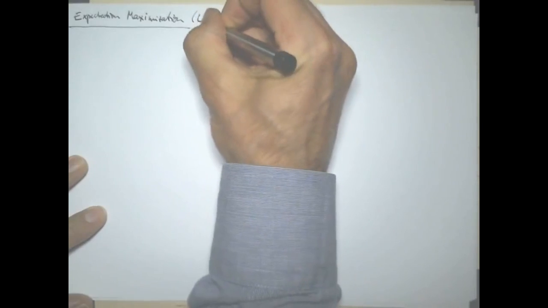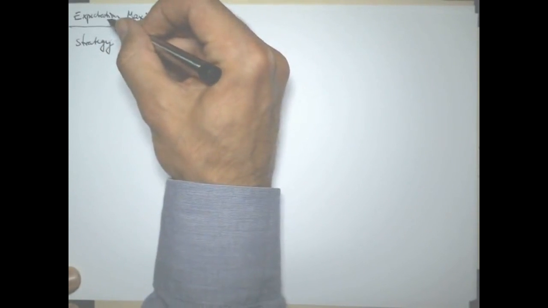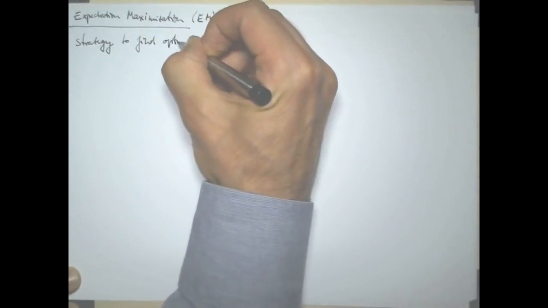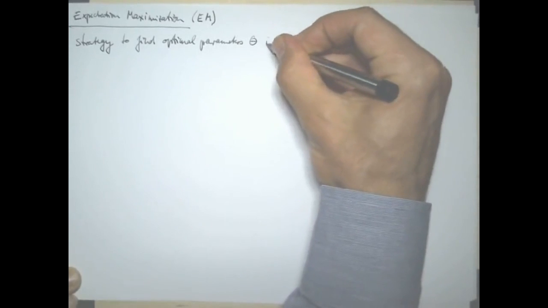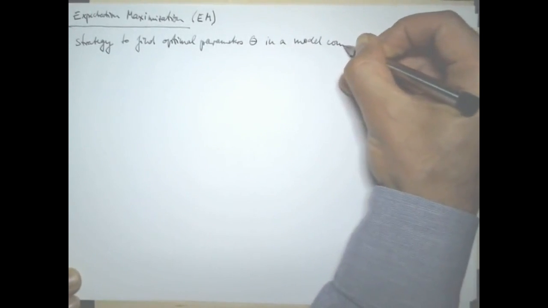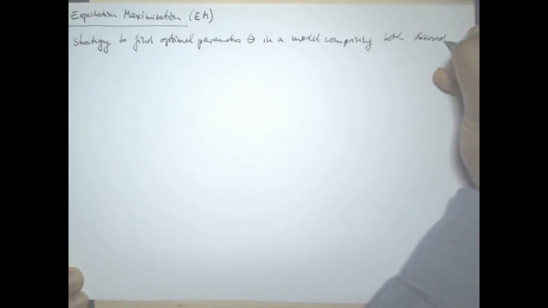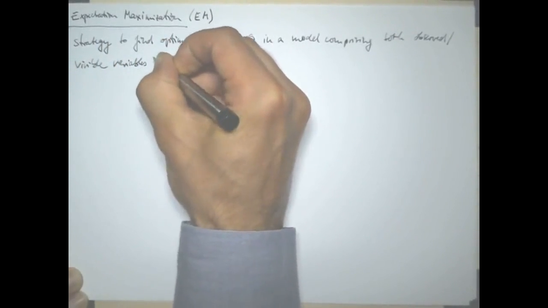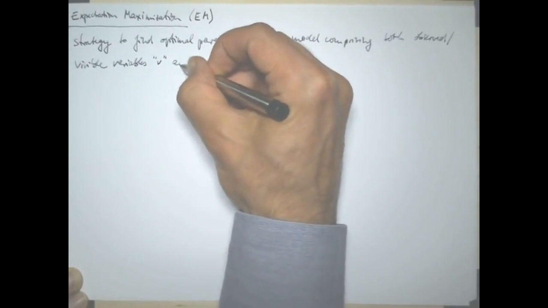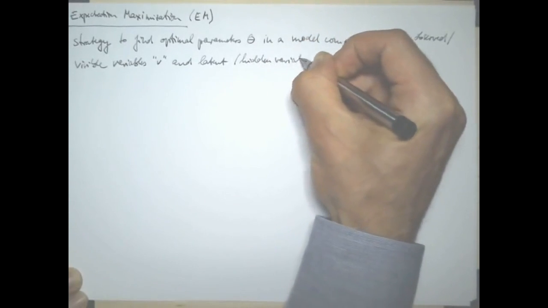So expectation maximization, or EM, is a strategy to find the optimal parameters theta in a model comprising both observed or visible variables V and latent or hidden variables H.